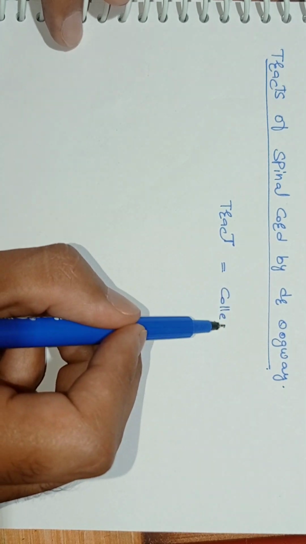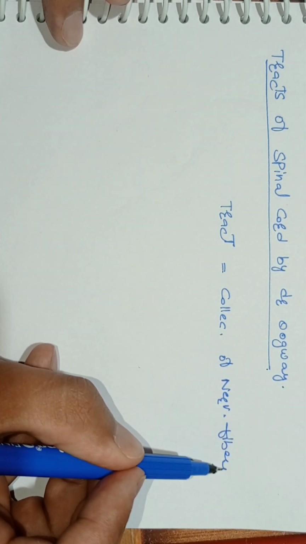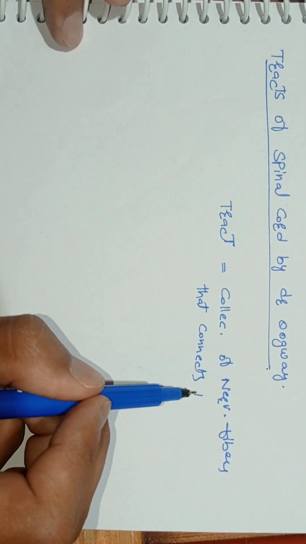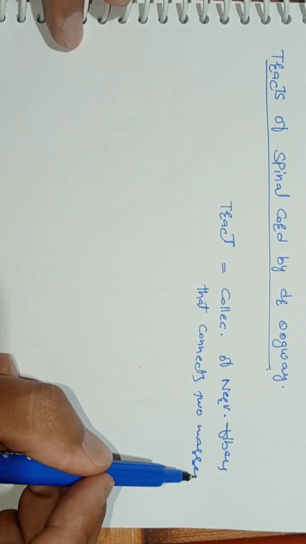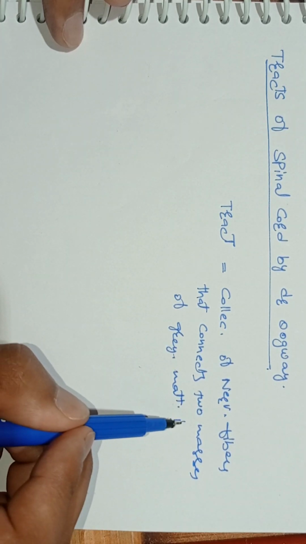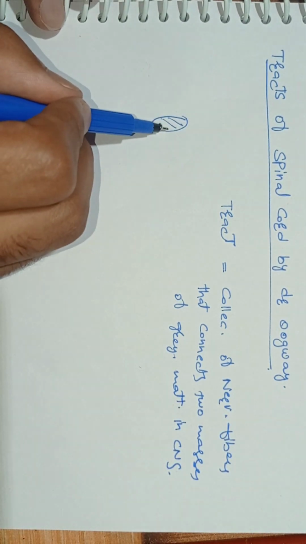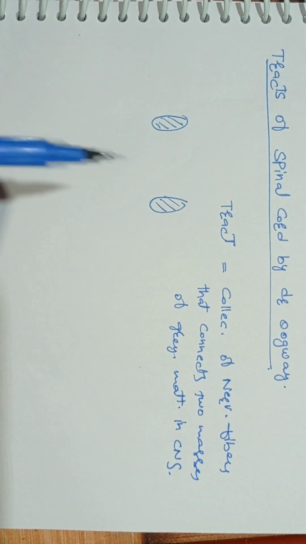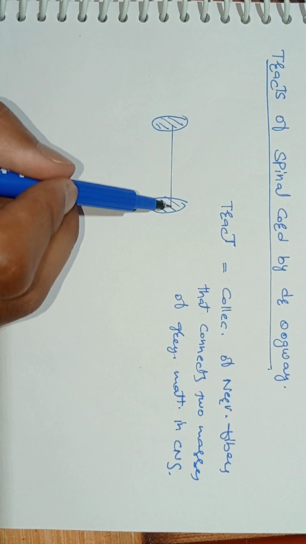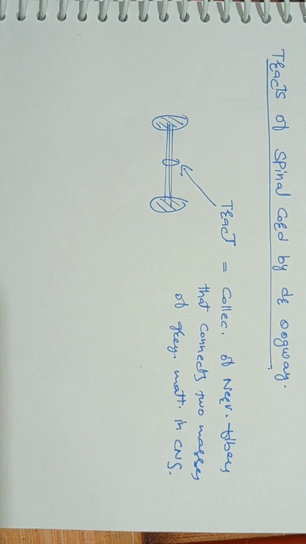A tract is a collection of nerve fibers that connects two masses of gray matter in the central nervous system. Consider this a gray matter, and consider this another gray matter. In the central nervous system, these two gray matters are connected by a collection of nerve fibers. This collection of nerve fibers is known as a tract.